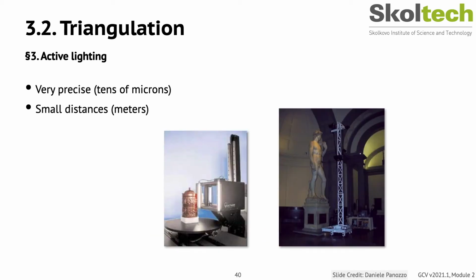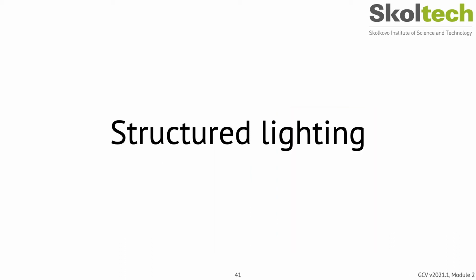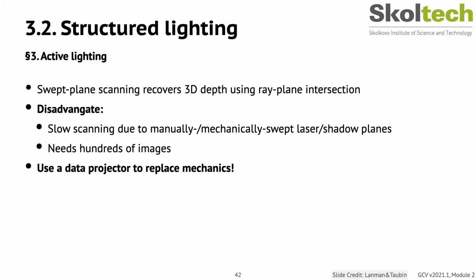Laser triangulation can be very precise, down to the tens of microns. However, it only allows measurement at smaller distances, up to meters. While the laser 3D scanners discussed previously can be widely used, they require translating the laser plane across the object manually and need hundreds of images to build a complete model with acceptable detail.